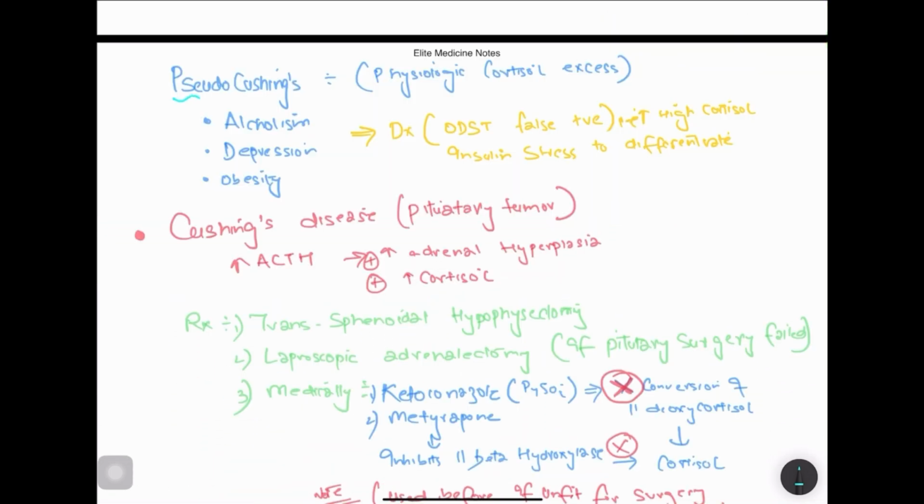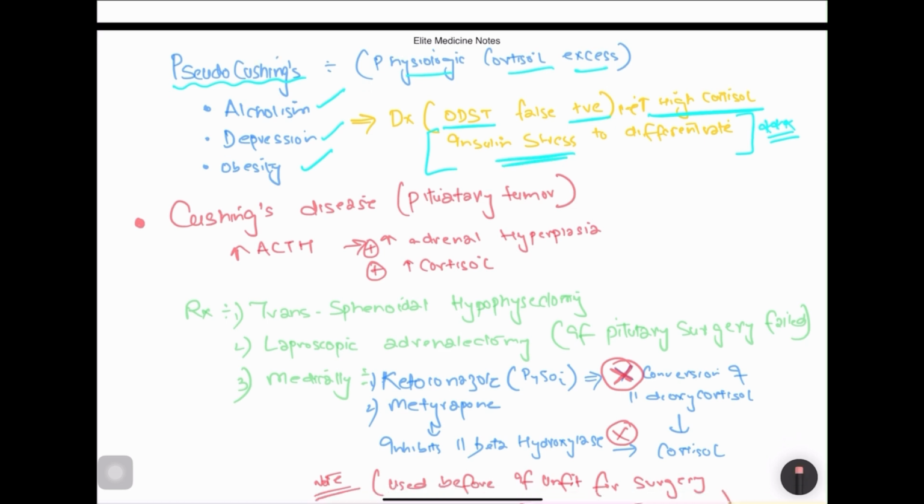Now, what is pseudo-Cushing's? Pseudo-Cushing's is due to physiological cortisol excess. It means that there is a physiological cause, like increased alcohol intake, depression, or obesity. So there will be increased cortisol level in our body, but it is not pathological. So the overnight dexamethasone suppression test can give false positive results. That is, there will be high cortisol, but we can do an insulin stress test to differentiate. So it is an important question. Which test is done to differentiate Cushing's from pseudo-Cushing's? That is, the insulin stress test is done to differentiate Cushing's from pseudo-Cushing's.